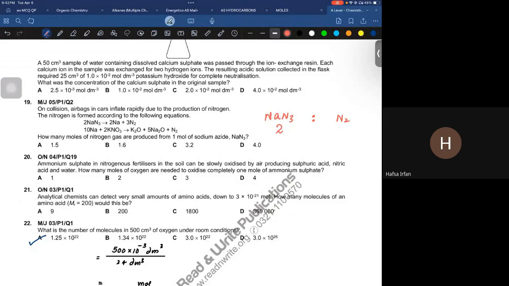What do you think about that? Can anyone tell me? Dua, Iman, Hafsa, Shafe, Sophia, Tala, Umna, Zaina. What do you think? How can I take the mole ratio? Zana, what do you think?